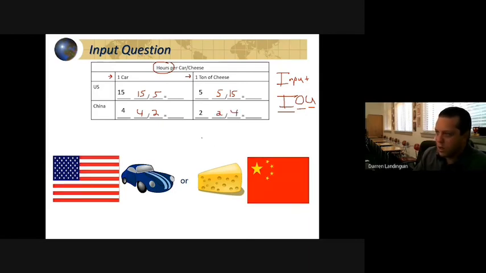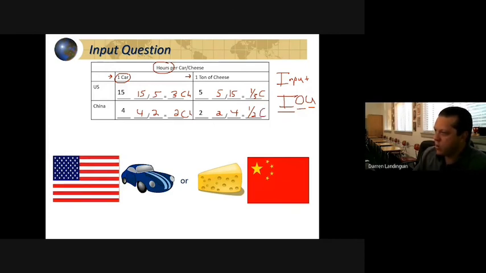So we have our information here. Now again, we just break this down or reduce it down. So 15 over 5 reduces down to 3. 4 over 2 is 2. 5 over 15 is 1/3. And 2 over 4 is 1/2, okay? And so again, we're looking at these as the opposite of whatever's up here in the table. So 1 car costs 3 cheese for the U.S., and 1 car costs 2 cheese for China. 1 ton of cheese costs 1/3 of a car for the U.S., and for China it costs them 1/2 of a car.